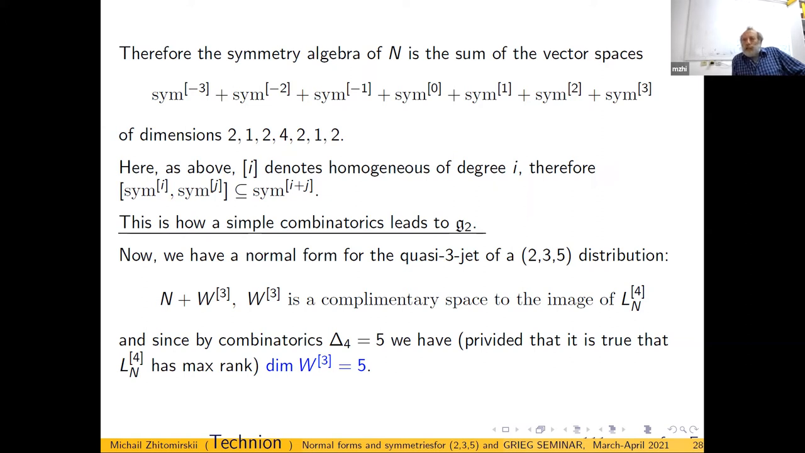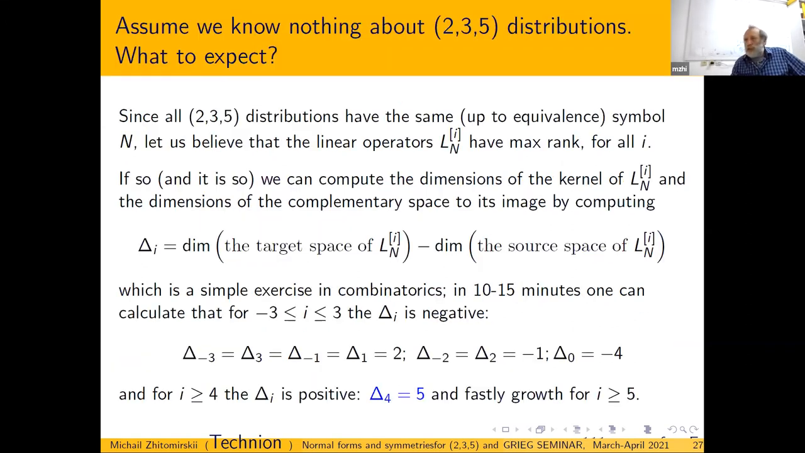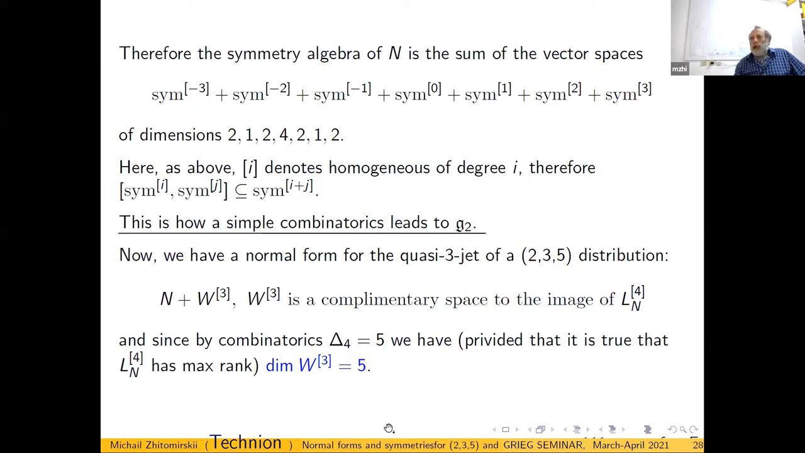Let's go further and work with this number, pi, the first positive number in this combinatorial counting. Well, what can we say? Say that we have a normal form for quasi homogeneity, and the complementary space, whatever is our choice, has dimension pi.